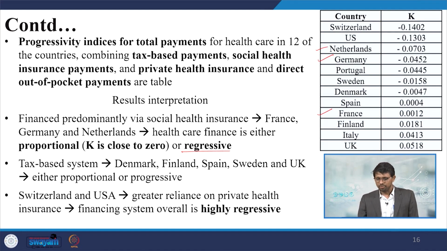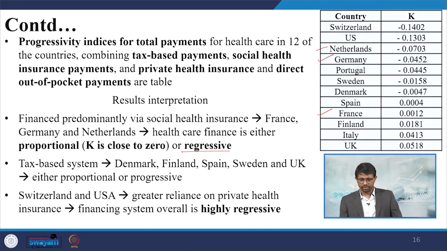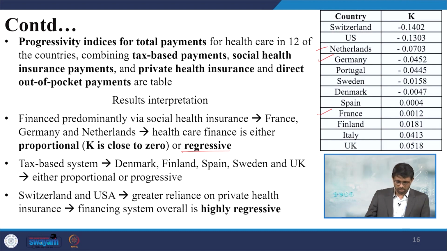So, in those countries you can see their values. Denmark, you just see Denmark, its value is minus 0.0047, and Spain it is actually 0.0004, and so on.